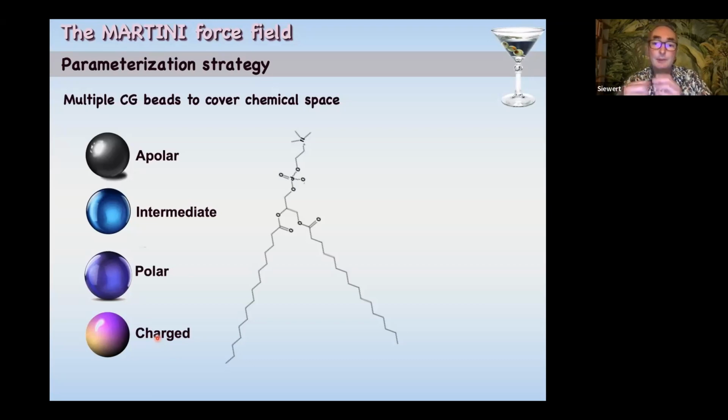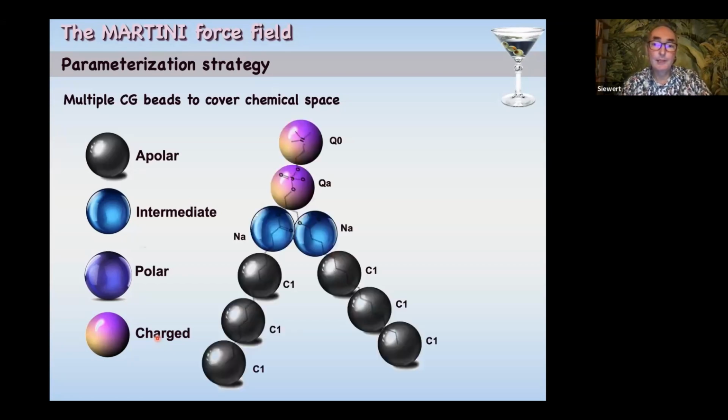But what we then do is, if we want to simulate, in this case, a lipid molecule, we can assign these beads to the fragments that we want to represent. So we have, for instance, the very apolar beads, the C1 beads. Those are the most apolar beads we have in our Martini family, used for the most hydrophobic parts, the lipid tails in this case. And then the charged group of a lipid is represented by one of these Q particles, with, in this case, a positive charge for the choline group and a negative charge for the phosphate group. And then we have the glycerol linkage region, which is of intermediate polarity.